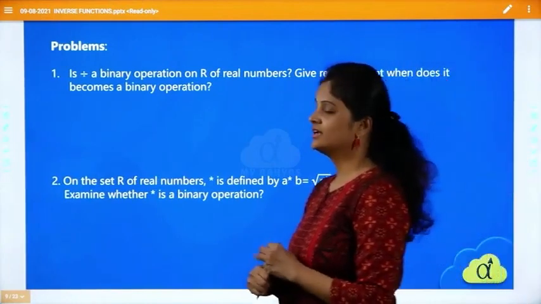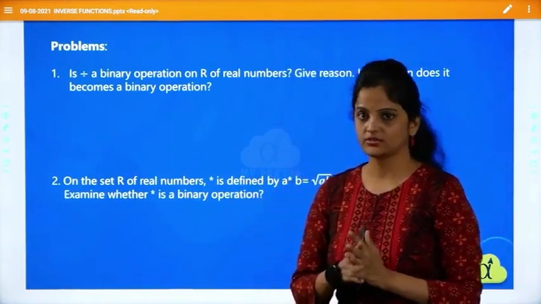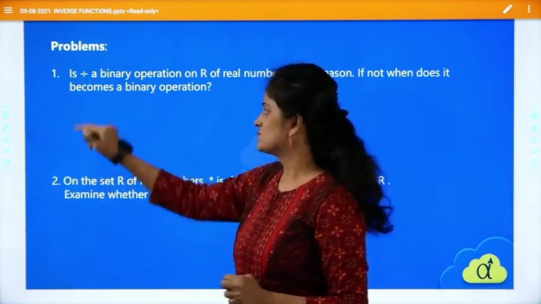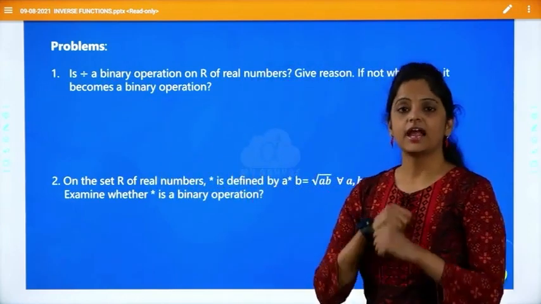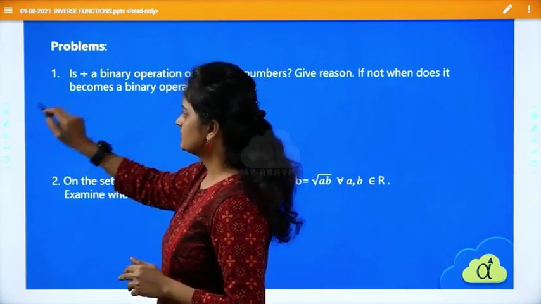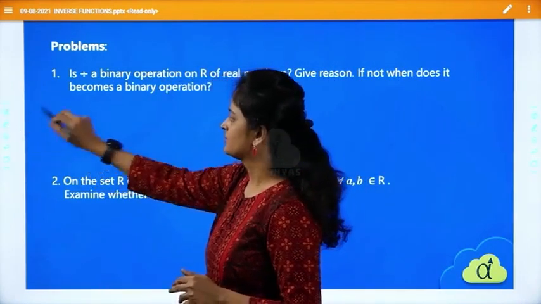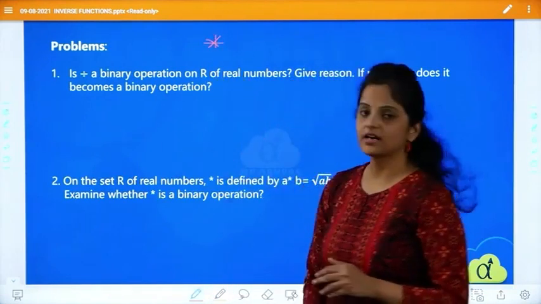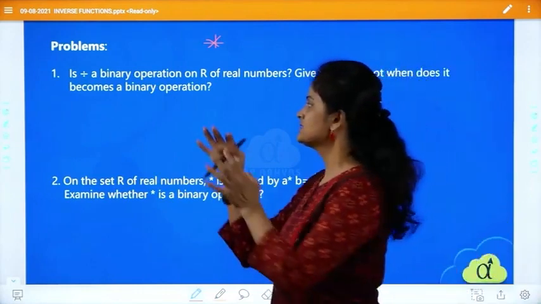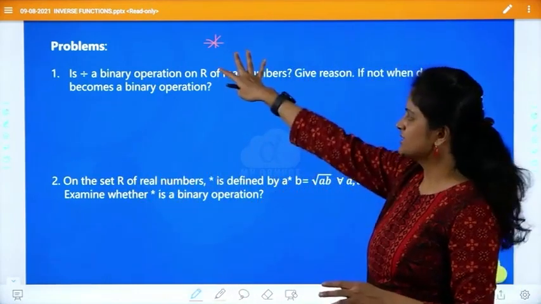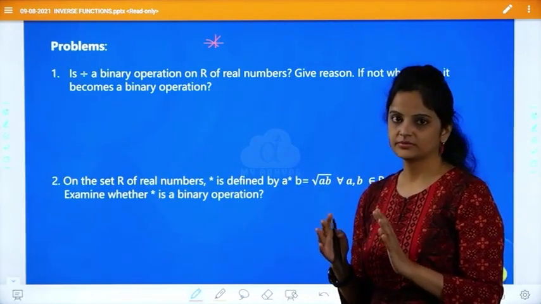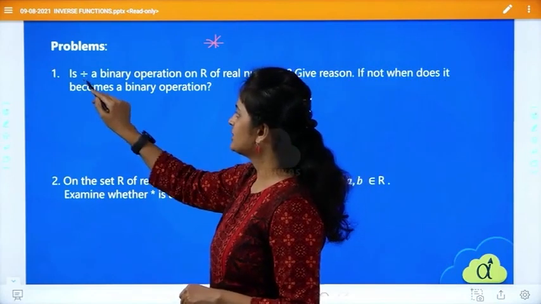Problems only on binary operation, not on the properties. Basic ones. First one, is divided by a binary operation. Star can be anything. The star I have written, that star can be addition, multiplication, division and subtraction also, or else I can add up to that. The basic 4 fundamental operations are there. Along with that, terms can be added up. Got it? So star is a binary operation.